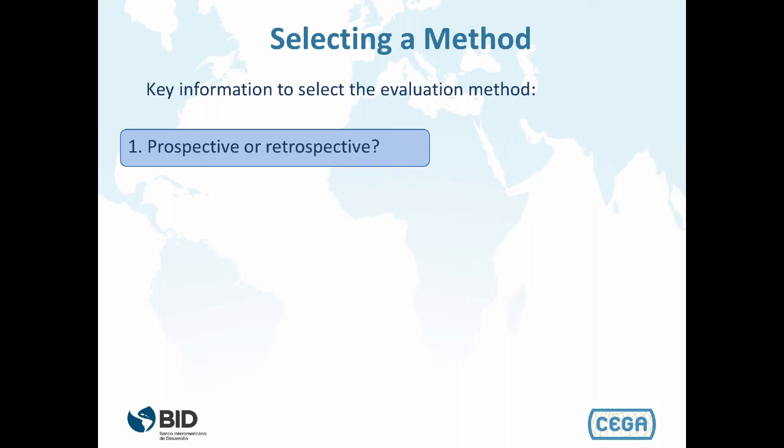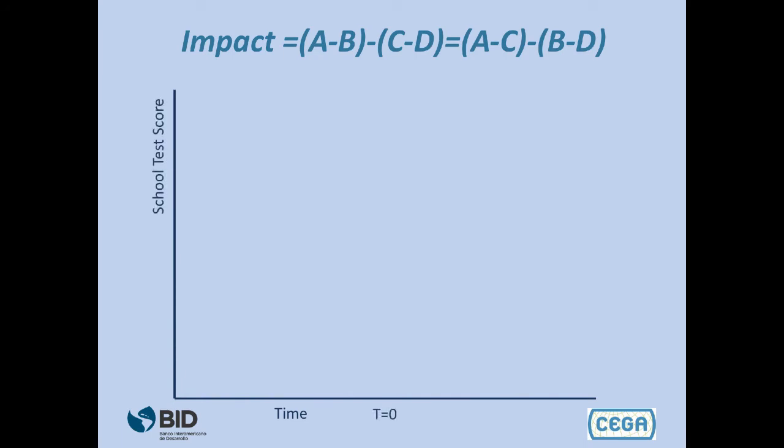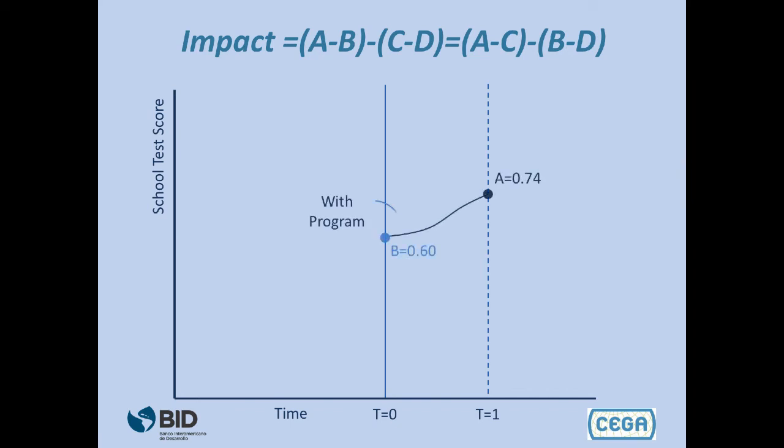One, is the analysis prospective or retrospective? Second, what are the criteria for eligibility? Is there a particular focus? Are there geographic restrictions? Are there income restrictions? Can we implement the intervention immediately, or is it phased in over time? How much money do we have to meet potential demand for the intervention? Are there budgetary constraints or inability to implement? Do we have excess demand for the program?